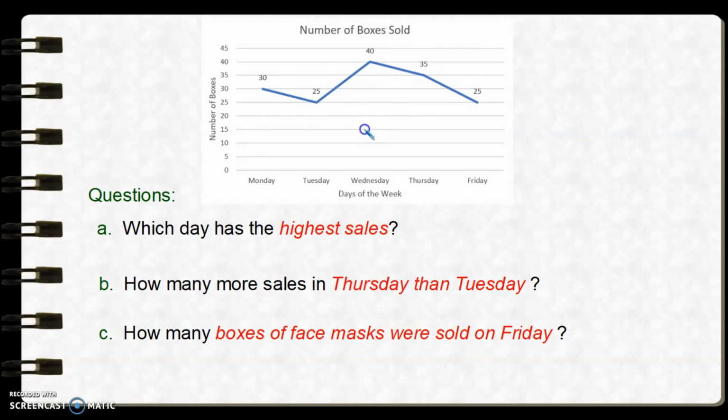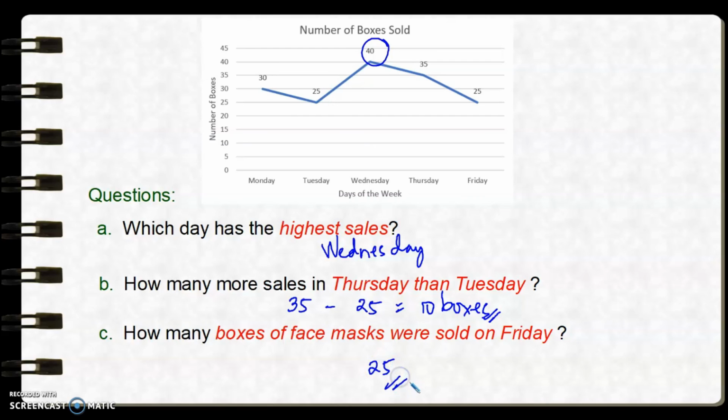So with this already, we are going to answer the questions as follows. Which day has the highest sales? So yung pinakamataas natin ay Wednesday. And the second one is, how many more sales in Thursday than Tuesday? Ilan ba yung sales natin ng Thursday? 35 boxes. Sa Tuesday natin ay 25. So 10 yung difference nila. 10 boxes. And then, how many boxes of face masks were sold on Friday? Ilan daw yung nabenta ng Friday? 15. There you have it.